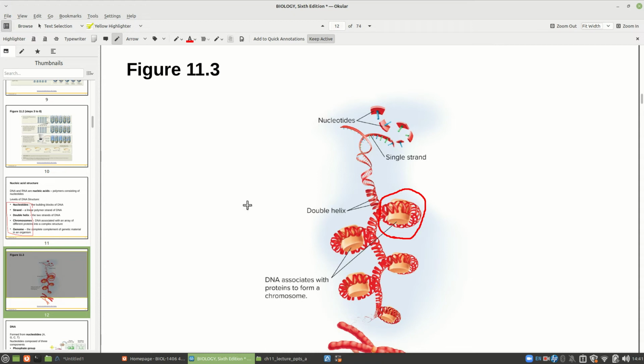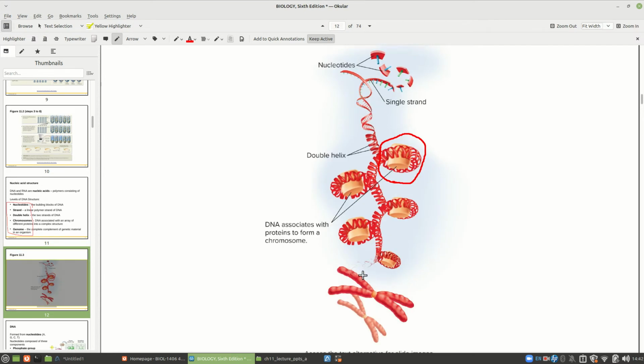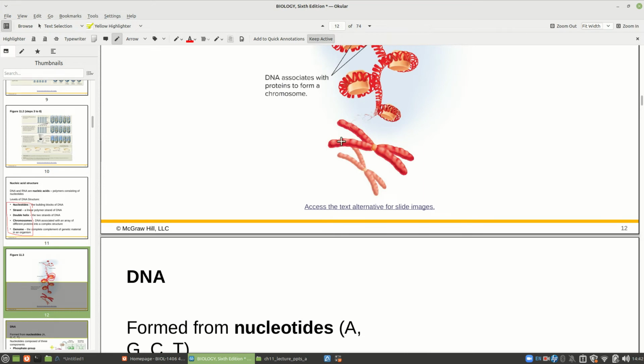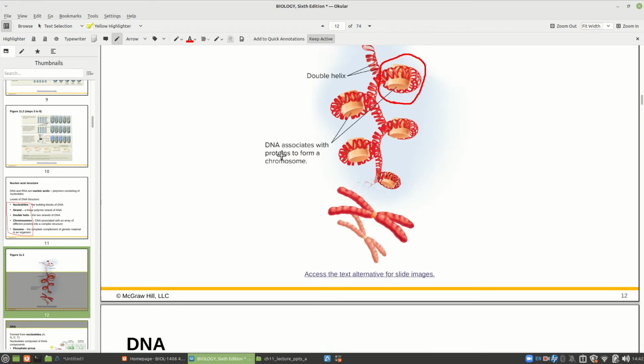So I'm setting you up for the things that you need to know. And then these all cluster together and form the chromosome. And we'll get to better pictures than this one after a while.